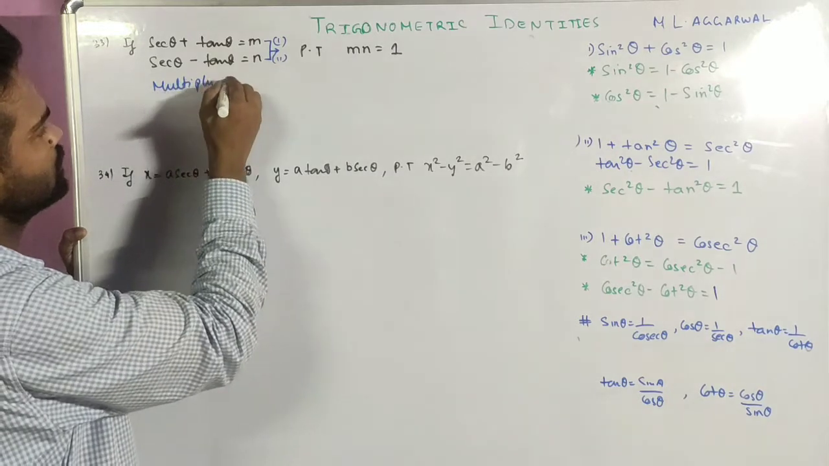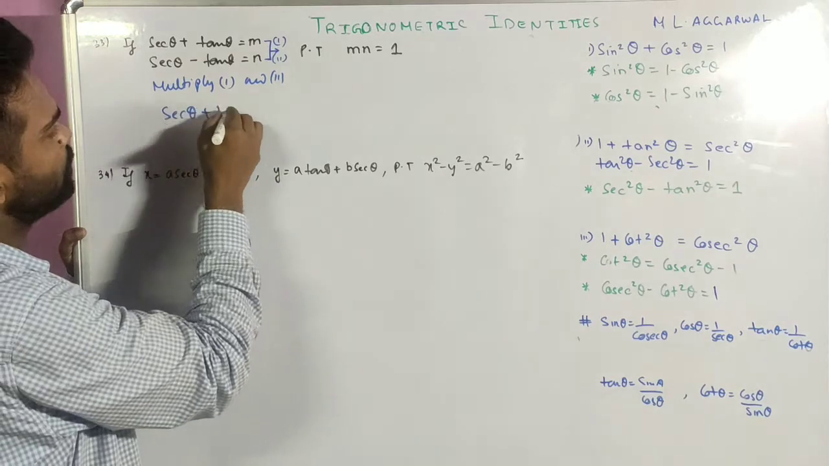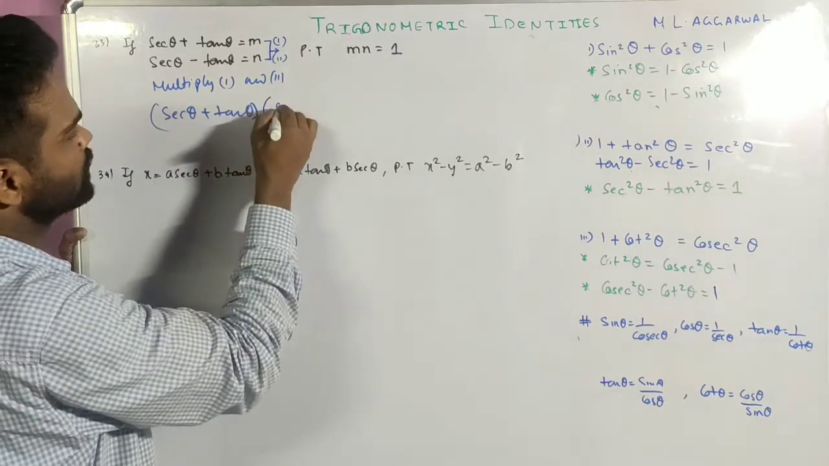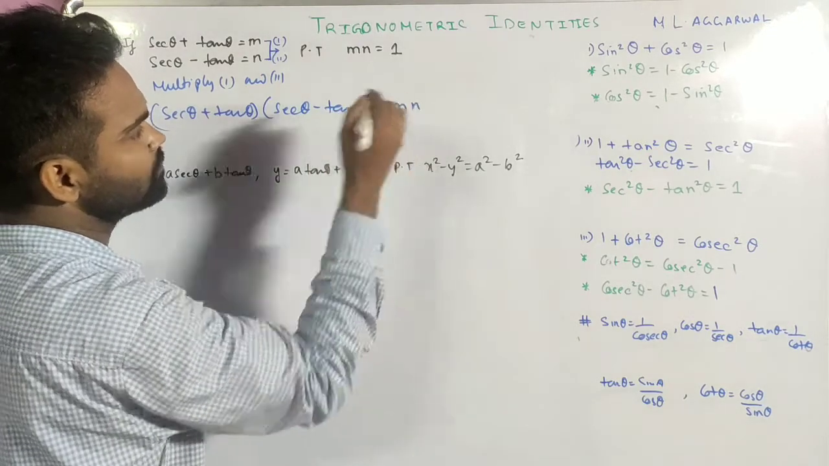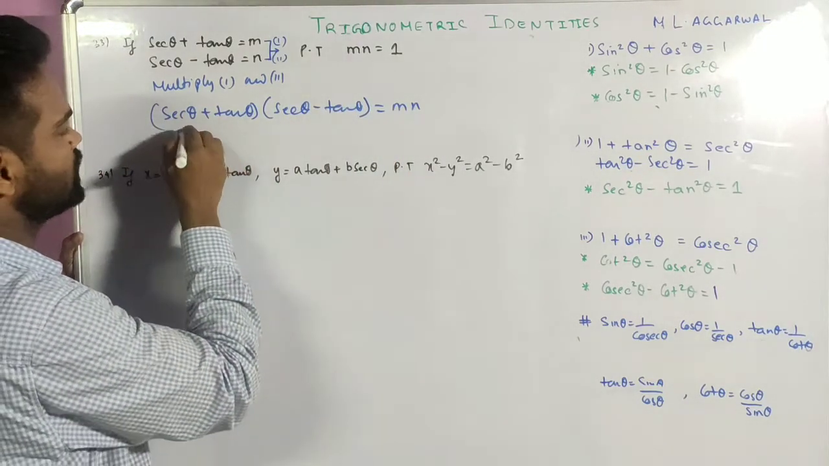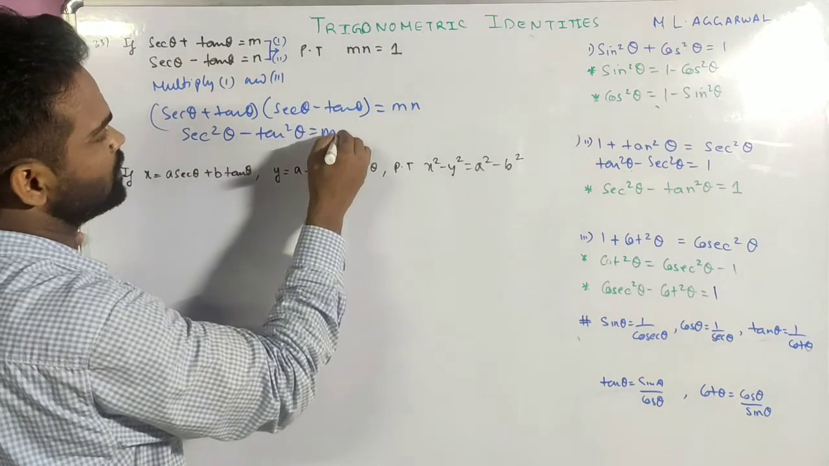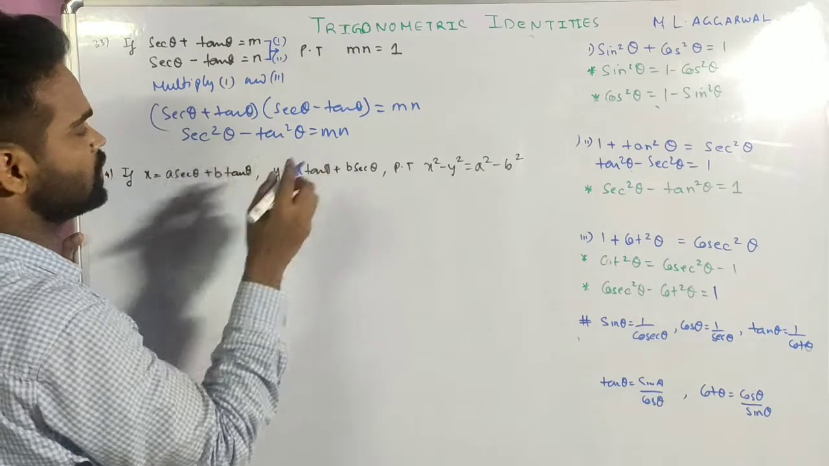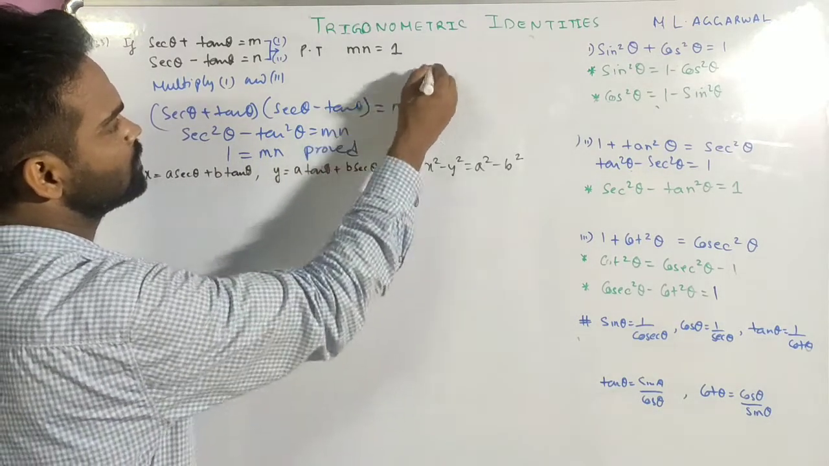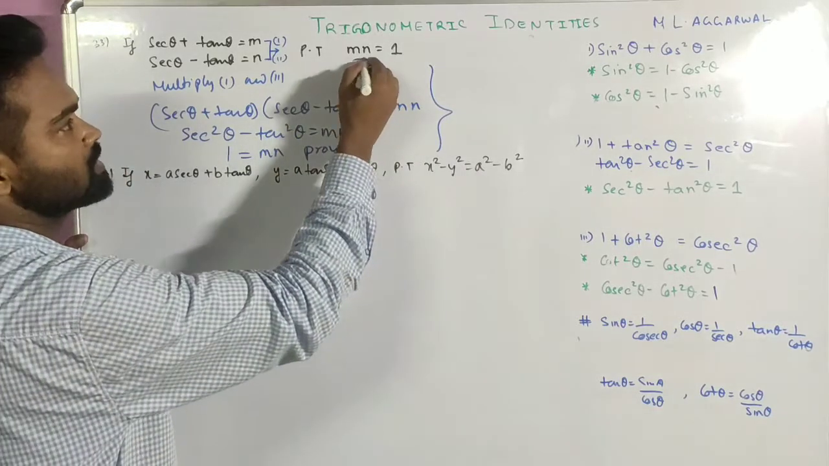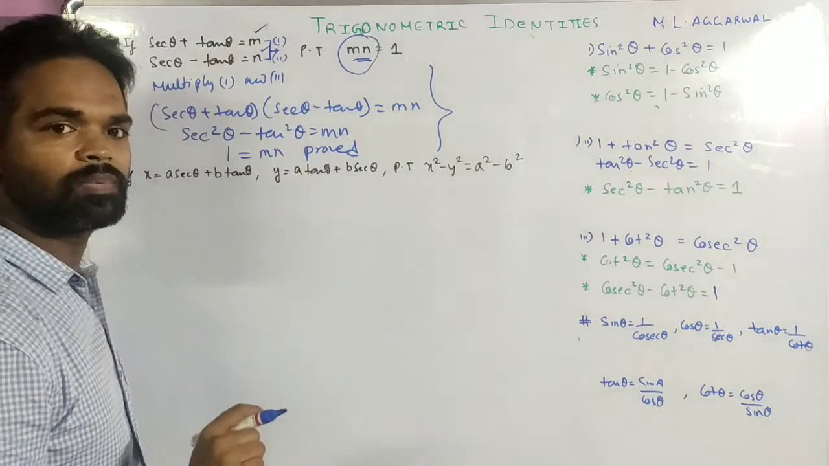Multiply 1 and 2. So what you'll get? Sec theta plus tan theta times sec theta minus tan theta is equal to m into n. But this is a plus b, a minus b, which is a square minus b square, equals mn. Now sec square theta minus tan square theta is 1. So 1 equals mn. Proved. Three steps. You have to see over here, this was m, this was n, so we just multiply these two.